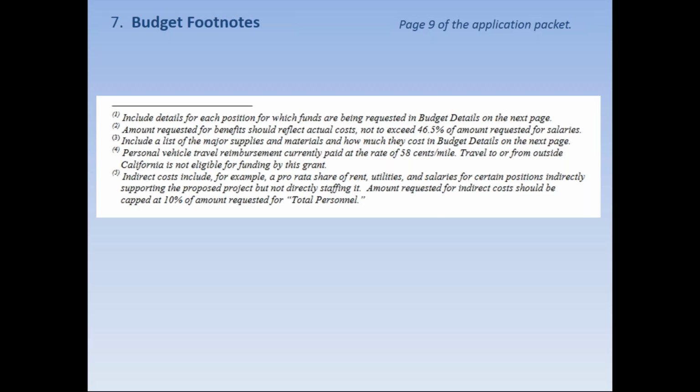And number 5 says that you can request some funds for indirect costs, which are also sometimes called overhead. These have to do with the cost of doing business for your organization and are separate from the other direct expenses that are specifically for carrying out the proposed project. To figure out the most you can request for overhead, look at the amount you're requesting for total personnel, and then take 10% of that number. That's the maximum we can pay for indirect costs.